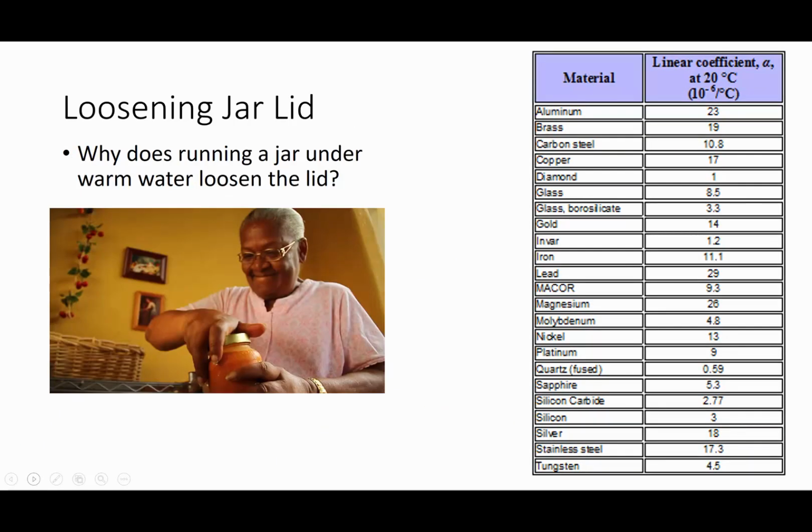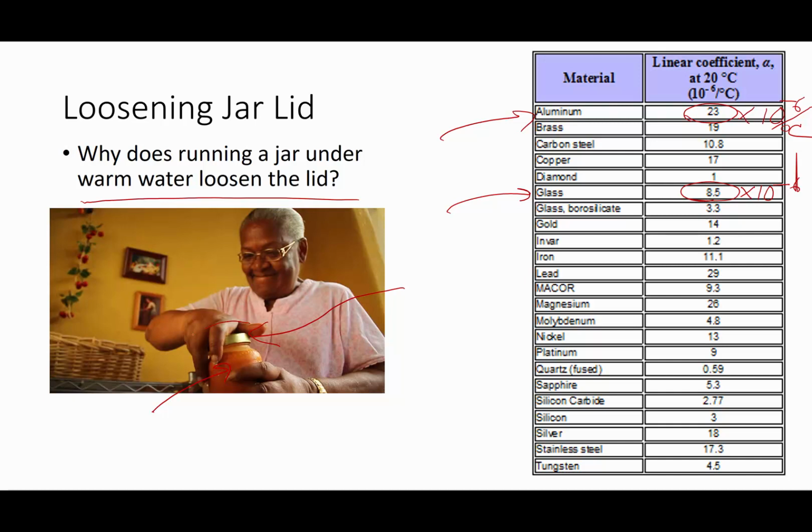So let's actually talk about some places where this linear expansion comes into play. Let's talk about why running a jar under warm water loosens the lid. Well, if you've got a typical jar, the jar is going to be made out of glass. Glass has a coefficient of linear expansion of 8.5 times 10 to the negative 6th. The lid is probably made out of some sort of metal. Let's say it's made out of aluminum. Well, if it's made out of aluminum, it's 23 times 10 to the negative 6th per degree Celsius. This is maybe 3 times more expansion for the same degree for the aluminum than for the glass.